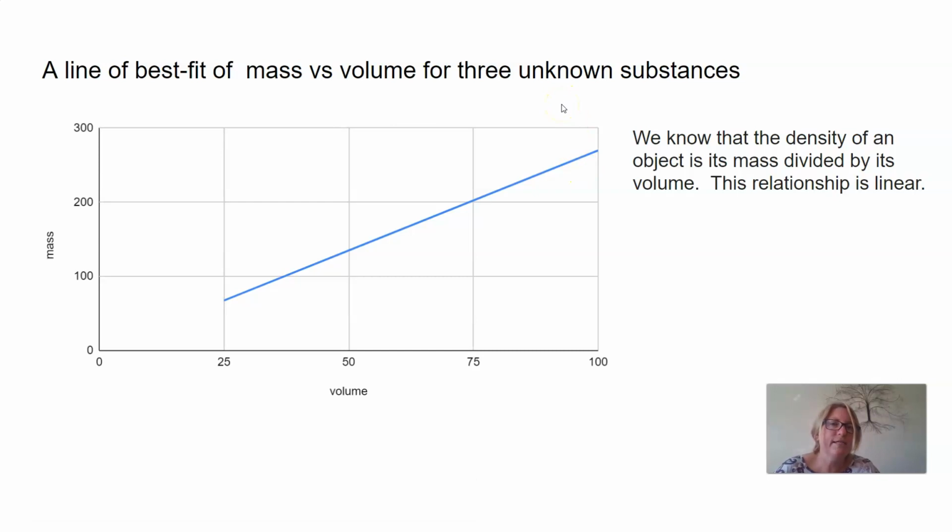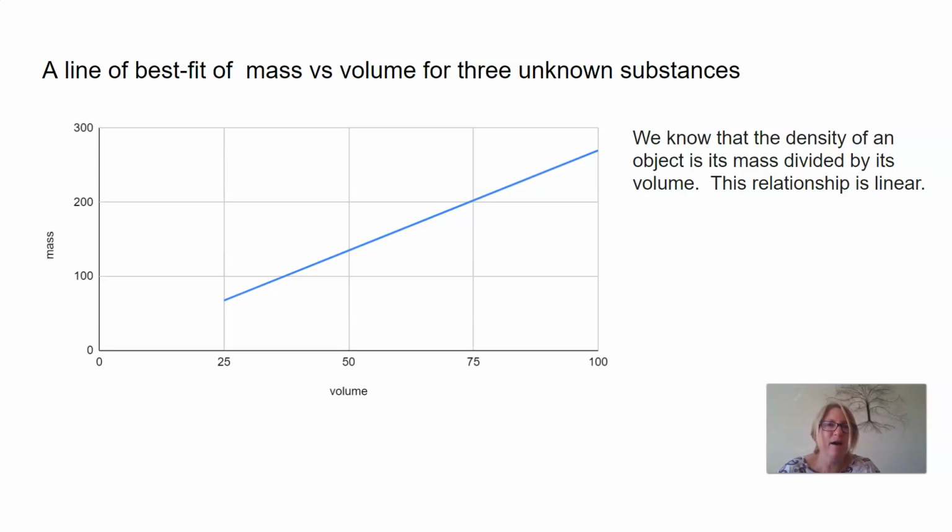So what does that tell you? So we know that the density of an object is its mass divided by its volume. And we know that this relationship is linear. So what does that tell you about each of those 3 mystery blocks? We'll get to the answer a little bit later this lesson.